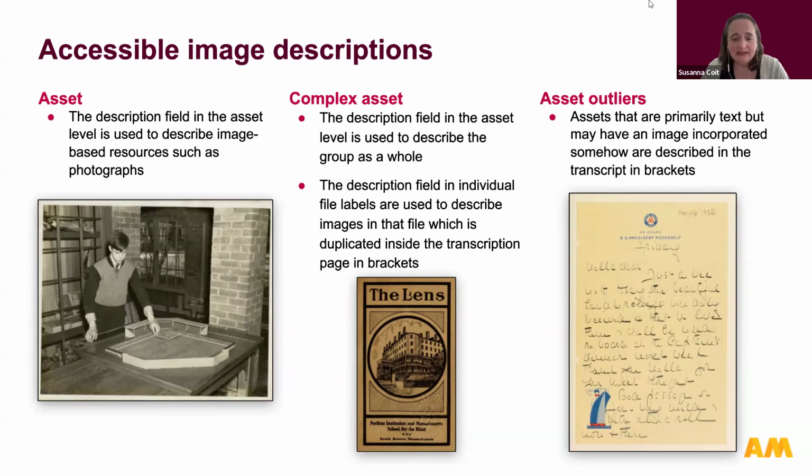For a complex asset, like this issue of The Lens, which is a student magazine that has both text and illustration and images, we put the description of the entire asset in the description field for the whole group. And then any images are described on the image or page level metadata description fields and also included in brackets in the transcription for that page. For an outlier, like this decorative graphic of a sailboat on stationery, the image description would just be included in the transcription in brackets.